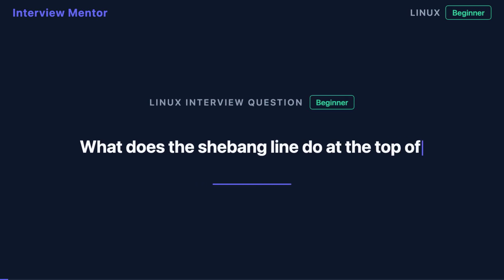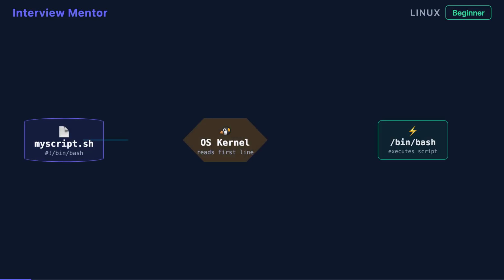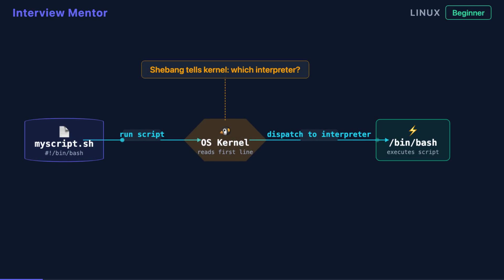That hashbang on line 1 of your bash script. Do you know what it's actually doing? The shebang is a 2-character sequence, hash followed by exclamation point. When you run a script, the operating system reads this first line. It tells the kernel which program should interpret and execute the rest of the file.